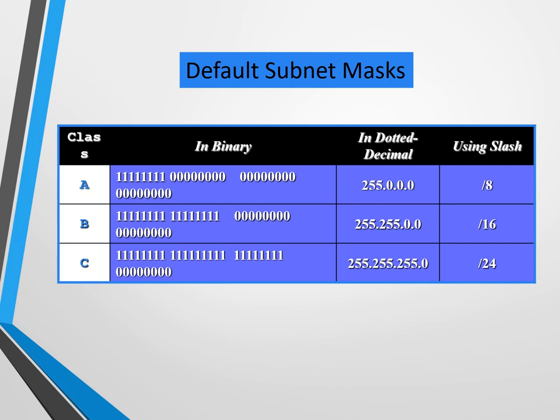So they are called the default subnet mask. In dotted decimal notation, 255.0.0.0 is for class A, 255.255.0.0 is for class B, and 255.255.255.0 is for class C.